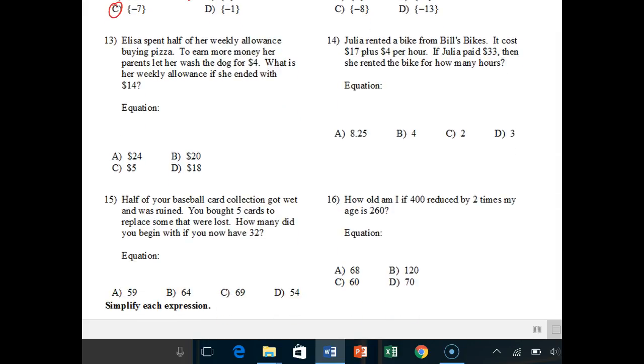If Eliza spent half of her weekly allowance buying pizza to earn more money, her parents let her watch the dog for $4. What is her weekly allowance if she ended with 14? That's x over 2 plus 4 equals 14. I'll let you solve that. Julia rented a bike from Bill's Bikes. It cost 17 plus 4 per hour, which is 4x. She paid 33. I'll let you solve that.